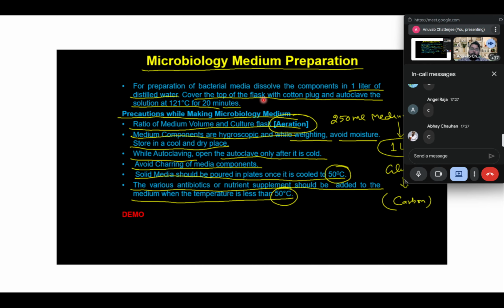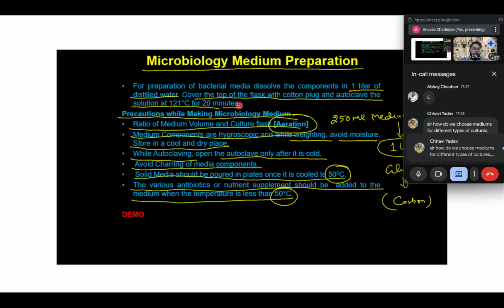To prepare, when growing bacteria, you first take 1 liter of distilled water, and you then put all your media components into the water. Essentially mix everything together, and then you autoclave it at 121 degrees Celsius for 20 minutes, which kills everything that is present inside. So you have sterile media.